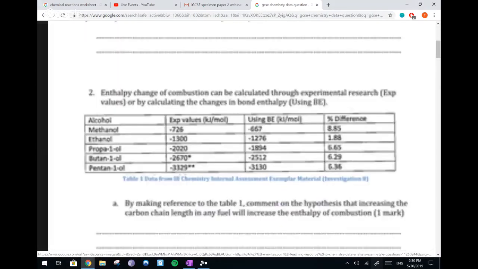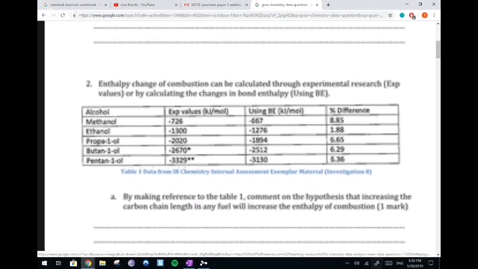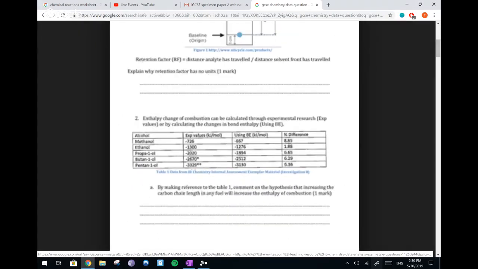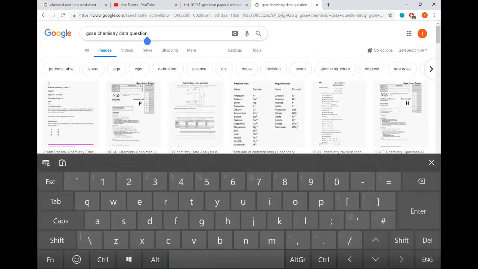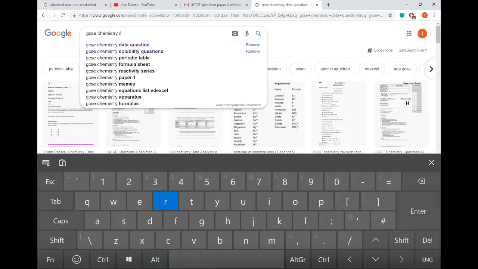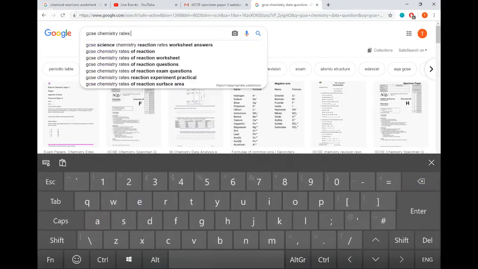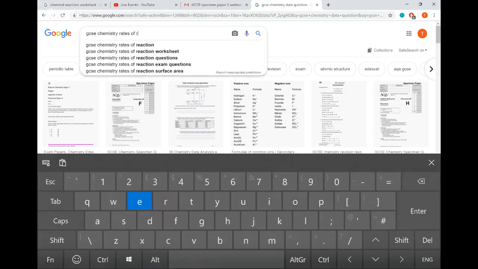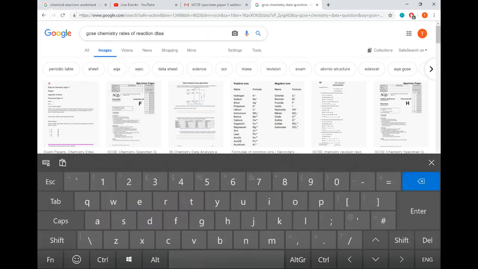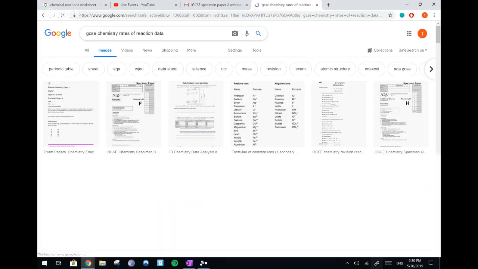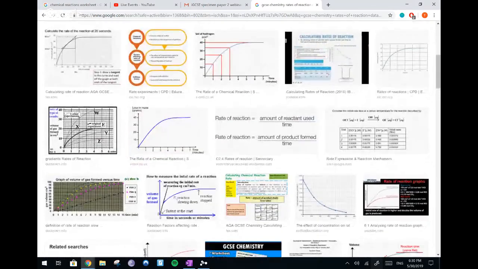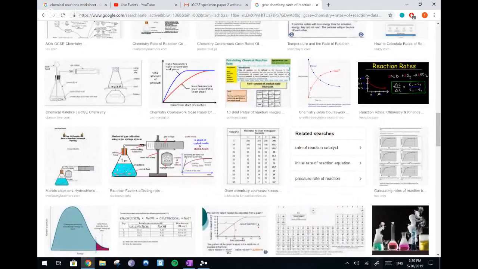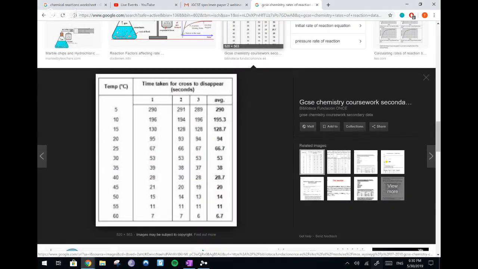So if we look at our data, you're going to get this data table. And the important thing, what you're doing with it, is looking for repeats. That's not a good repeat one, actually. Let's do GCSE chemistry rates of reaction data question. I'm pretty sure that'll give me what I want. Yes, I think the first one might work there. I quite like time taken for the cross to disappear. There we go. So you're going to get given a very simple set of data.